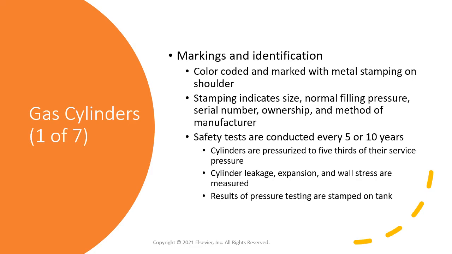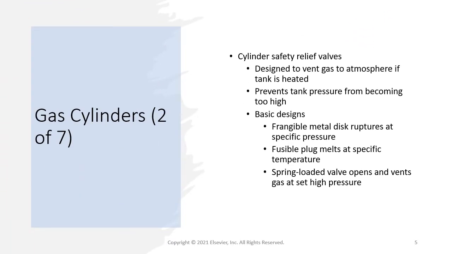An asterisk next to the test date indicates DOT approval for 10-year testing. A plus sign means the cylinder is approved for filling to 10% greater than its service pressure. An approved cylinder with a service pressure of 2015 psi can be filled to 2200 psi. After hydrostatic testing, cylinders are subjected to internal inspection and cleaning.